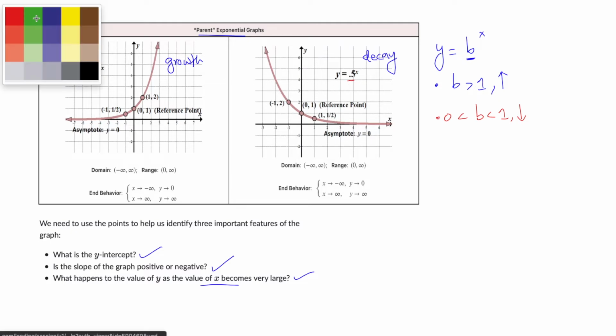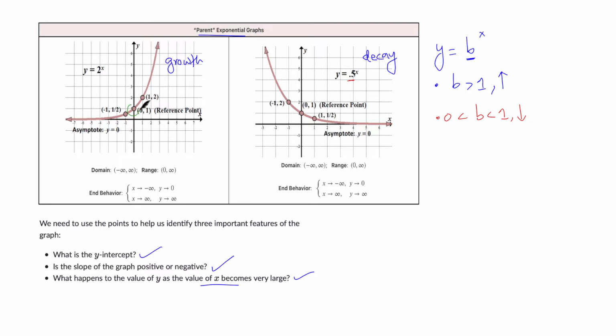Then we have the y-intercept. This is very important because this is the reference point of these graphs. Let's replace x with 0. What do you get? You will get y equals 1 and not y equals 0. You replace x with 0 here. What do you get? y equals 1. So for both the graphs, the reference point will be (0, 1) and not (0, 0). Very important.